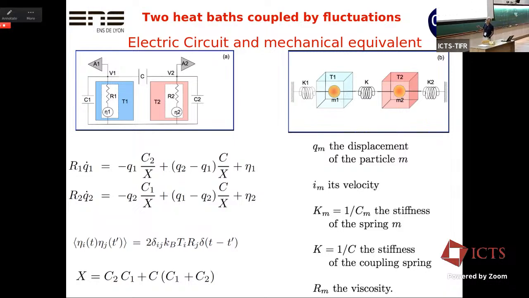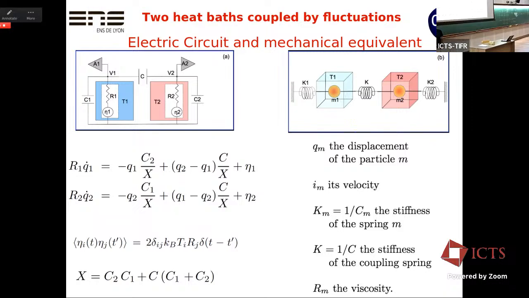And indeed, these are the equations that describe this system for the charge inside conductor one and conductor two, okay, which are coupled by the capacitance, okay. This is the Nyquist term for each of the two reservoirs, okay? And then it's an easy game to see that if you call Q_M the displacement of the particle M, I_M its velocity, that will be the current, the stiffness will be just one over the capacitance, and this of course is the coupling capacitance. And the resistance is just the viscosity of the system.